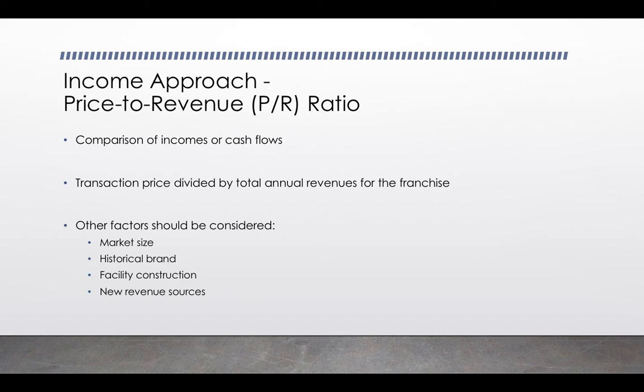But this allows us to predict value of franchises in a league based on recent sale price and annual revenues of a particular franchise. So basically what we do is we get a price to revenues ratio by dividing a transaction price, what the team sold for, by the total revenues of that team within the most recent year.